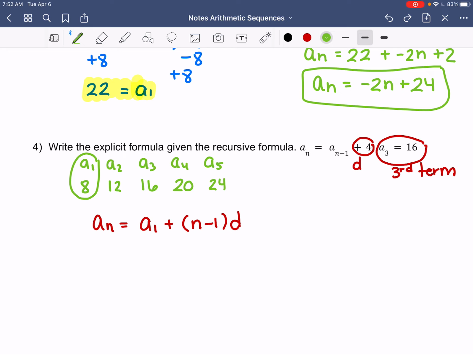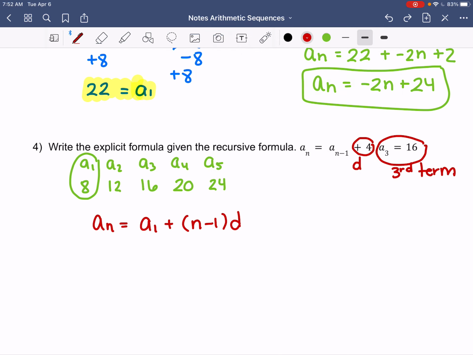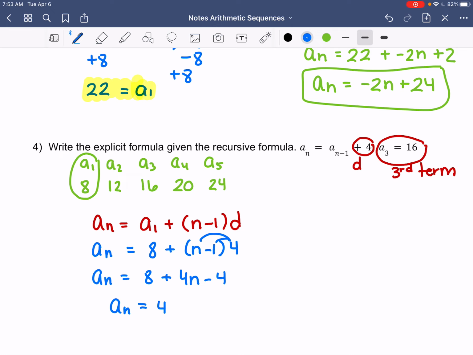All right, so let me go ahead and plug in the things that we know now. So we know that the first term is 8 plus n minus 1. We know the common difference is 4, so I'm going to plug that in, and then we'll just simplify to solve. So a sub n equals 8 plus 4n minus 4. So my explicit formula is 4n plus 4.